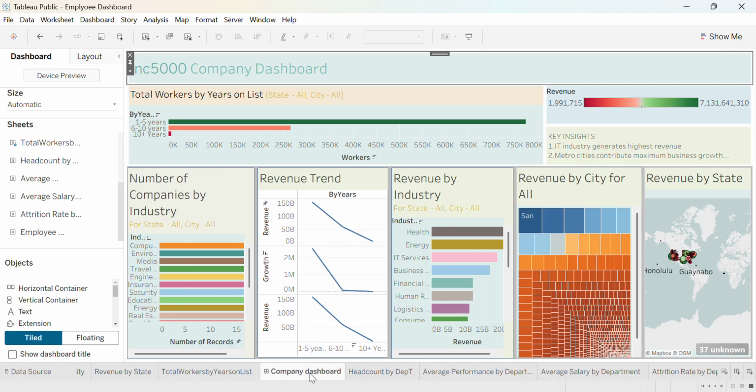I built an interactive geographic map with color encoding and city labels, and I combined everything into a 6 Tableau story that tells the complete business narrative from workforce health to company revenue to strategic recommendations.